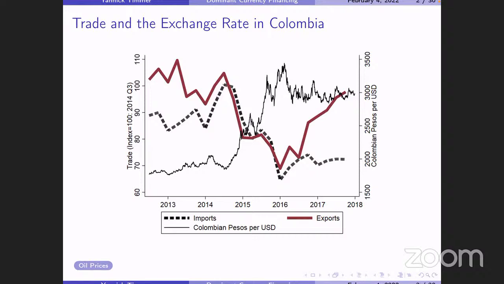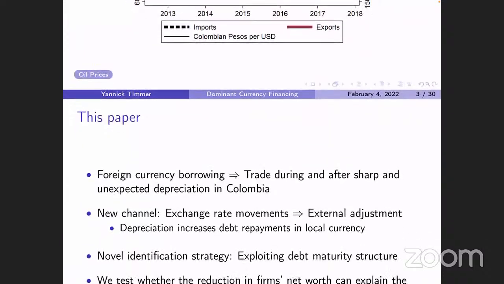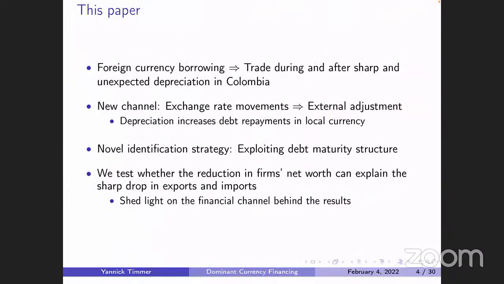In our study, we use granular data on imports and exports, as well as balance sheet information on firms, to study what was going on and to what extent these debt revaluation effects contributed to this decline in imports and in exports. In particular, we study the foreign currency borrowing of firms just before the depreciation. And then we look into how differently the firms responded during and after this sharp and unexpected depreciation in Colombia.